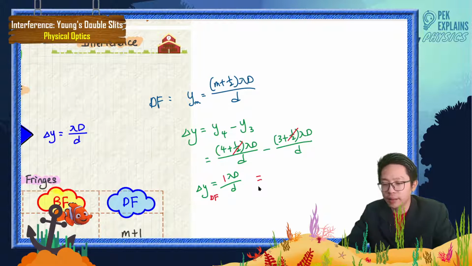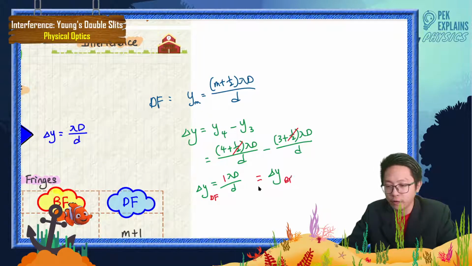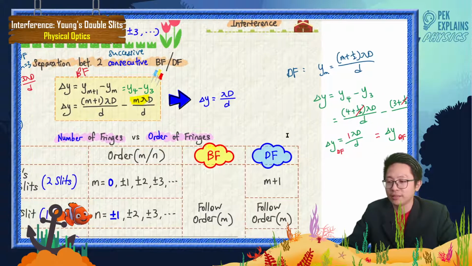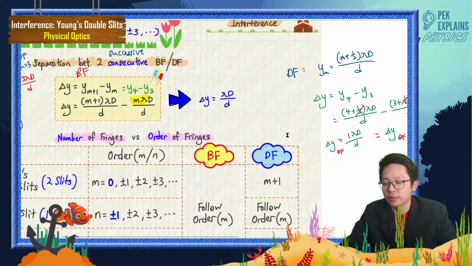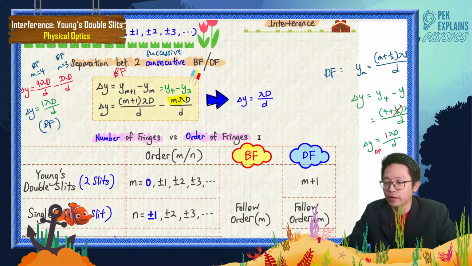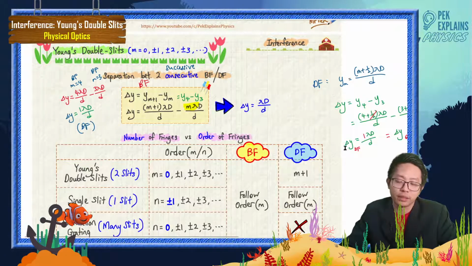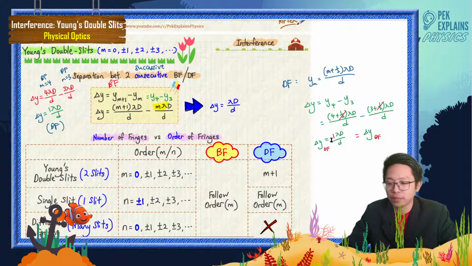It's the same as the delta y between the two bright fringes. Understand? Yeah. See that? Just now we got the delta y between the two bright fringes. The delta y between the two bright fringes is lambda D over d. So the delta y between the two dark fringes is also lambda D over d.